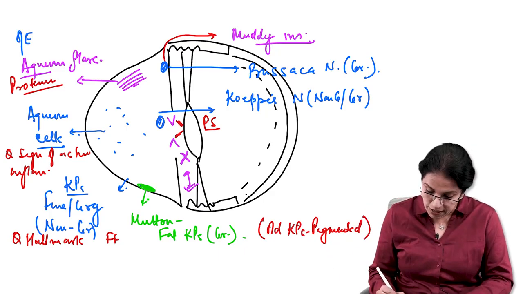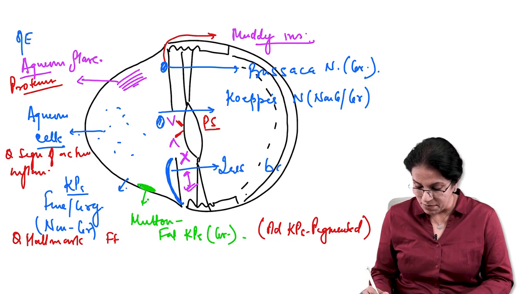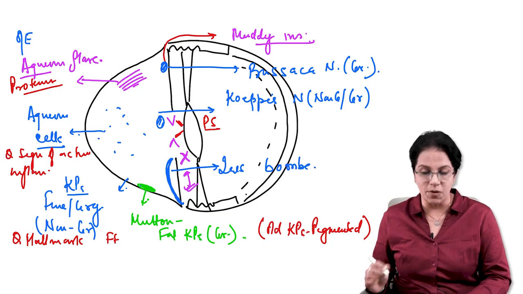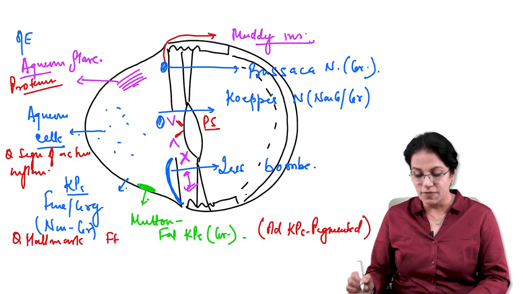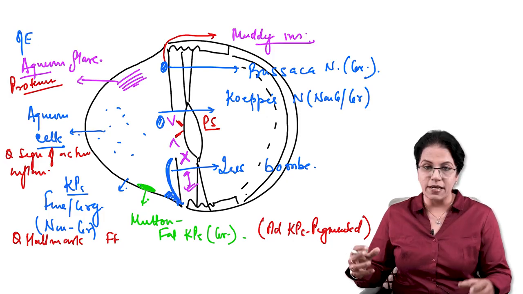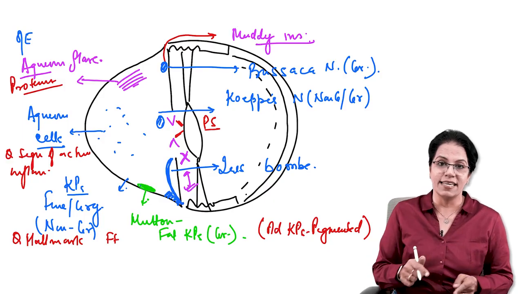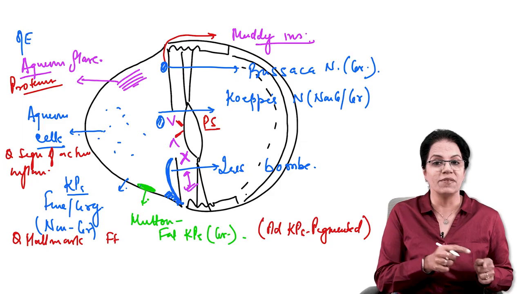This bowing of the iris forward is what you call iris bombe, isn't it? It is B-O-M-B-E, iris bombe. What will happen if there is an iris bombe? It is going to adhere to the cornea, and there will be adhesion with the cornea. This is now called peripheral anterior synechia, when the iris is adhering at the peripheral cornea.